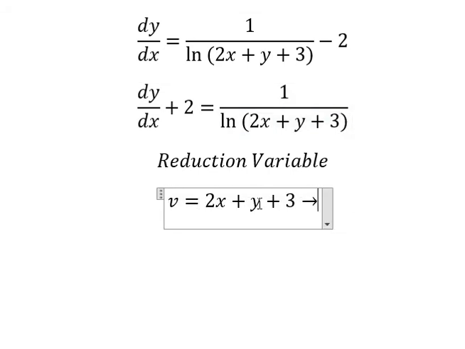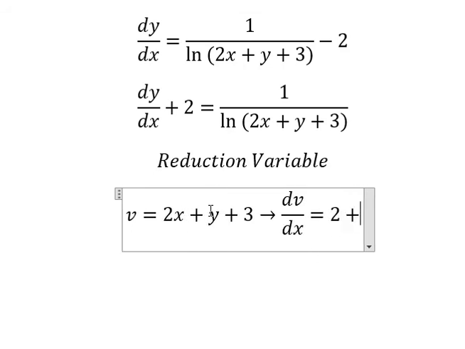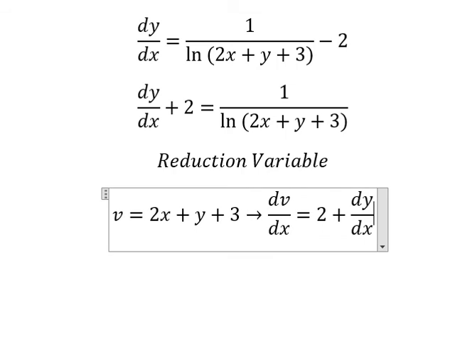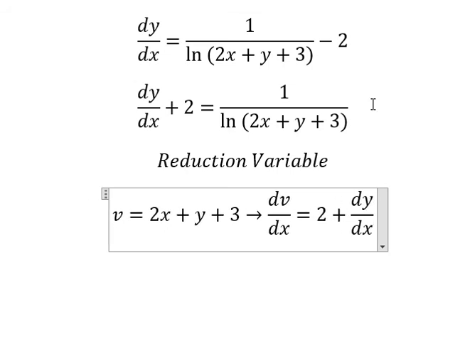Later that we do first derivative for the both sides. First derivative of v, we have dv over dx. First derivative of x, you got about number 1, so we have number 2. First derivative of y, we have dy over dx. This is about the constant, so if we do first derivative, you got about 0 in here. So we can simplify like this.